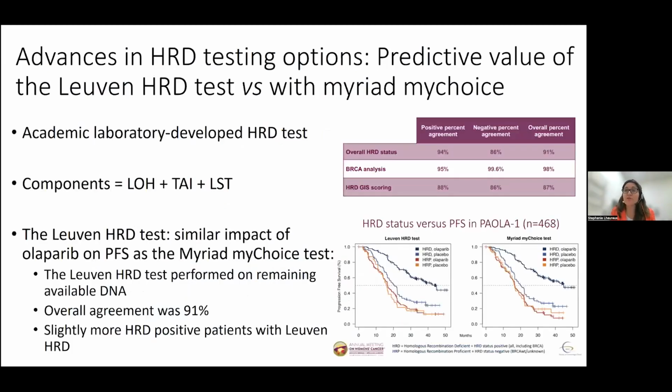There's a lot of effort to see if we can improve this test, because usually this test is performed on archival tissue from the initial diagnosis, and that may not be reflecting the current status of the disease.